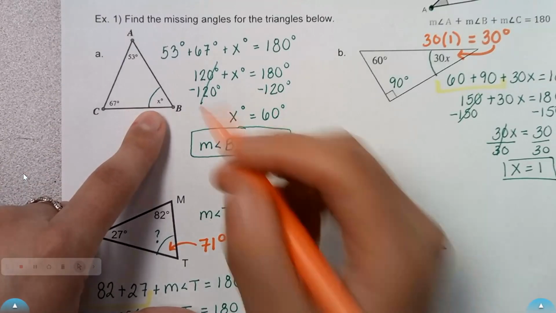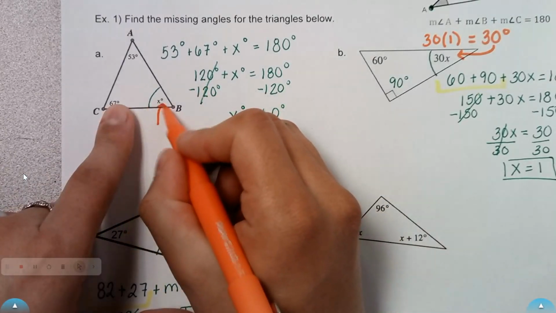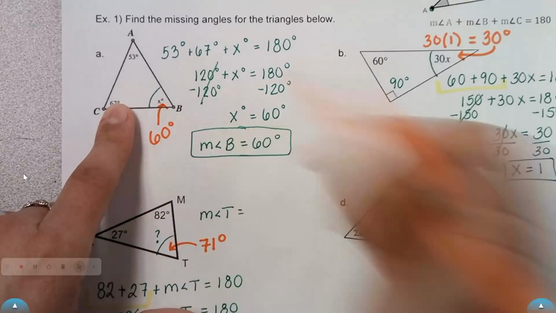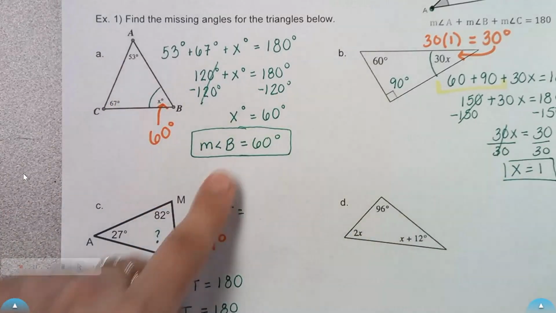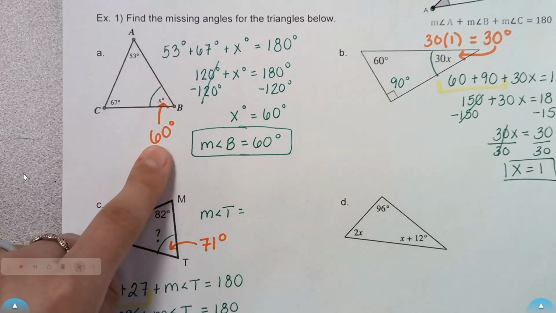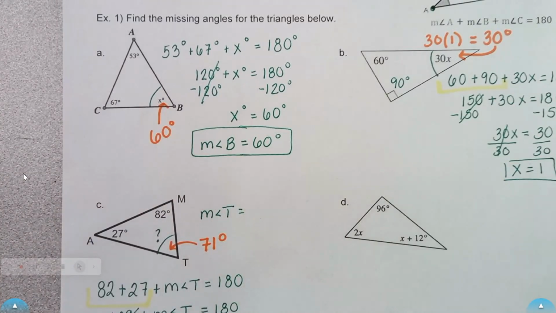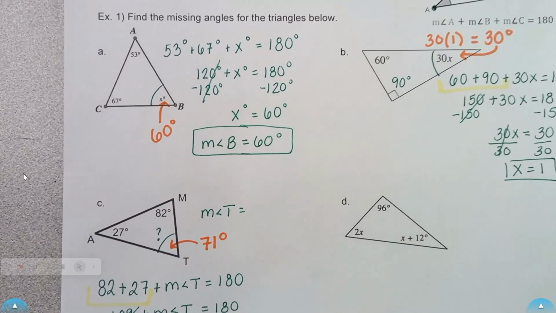So the measure of angle B I said was 60 degrees. So here I can draw a little arrow and put 60 degrees. I have it labeled, but I'm also adding it in my picture. Okay, let me try letter D.